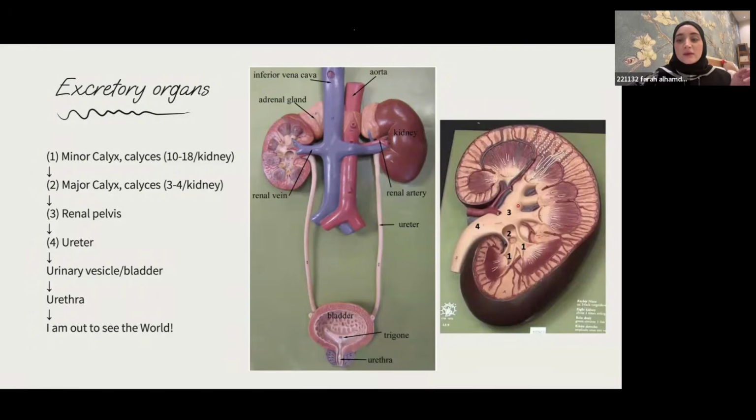Then we have the major calyces, these ones. This is the major calyx. We have 3 to 4 per kidney. You can see about 4 here. Then we have the renal pelvis, where the major calyces merge. Then we have the ureter. These are the ureters, and the bladder, and then the urethra, and the urine is out to see the world.